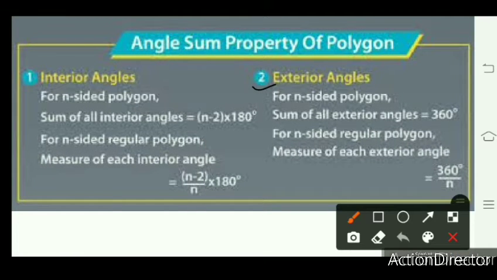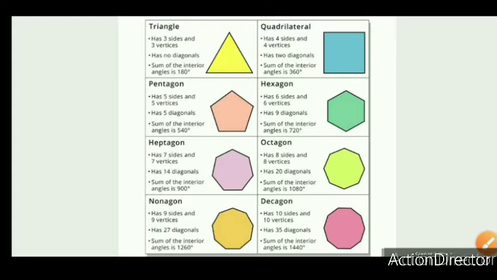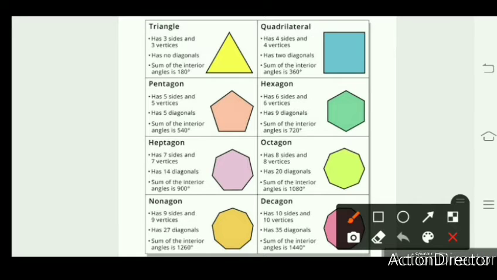Exterior angles: for an n-sided polygon, the sum of all exterior angles is equal to 360 degrees. For an n-sided regular polygon, the measure of each exterior angle is equal to 360 degrees divided by n, if we divide 360 degrees by the total number of sides of the polygon.